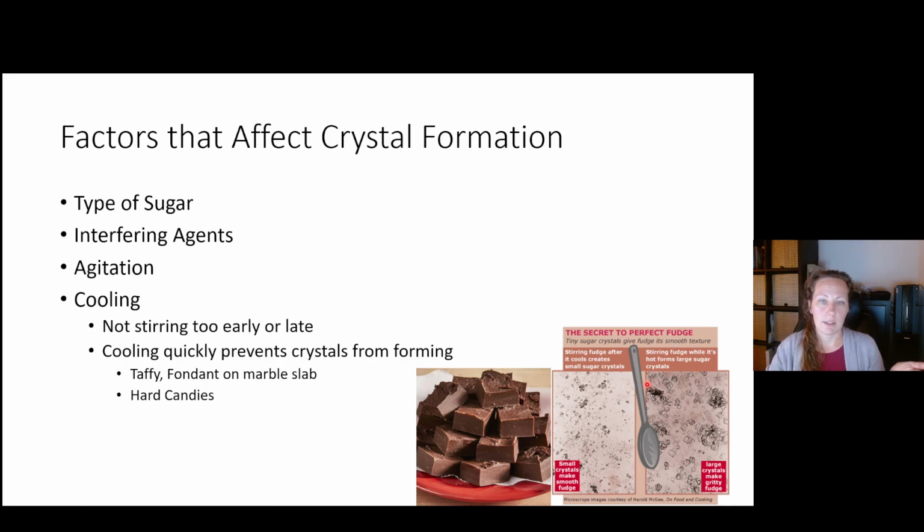Hard candies are another example of cooling. Hard candies are cooled super quickly, and they're not a crystalline candy. They're called a glass, is even the technical term for their structure.